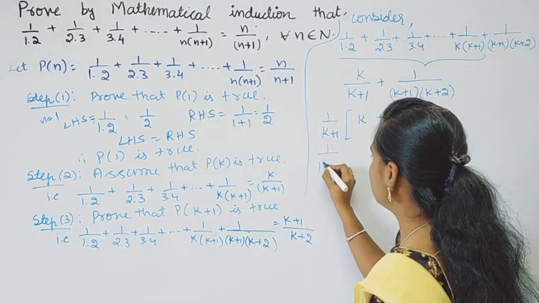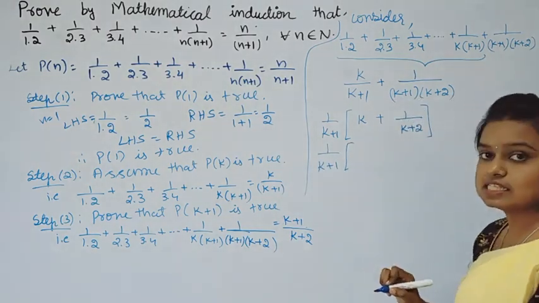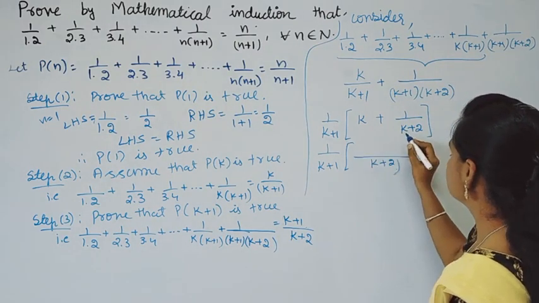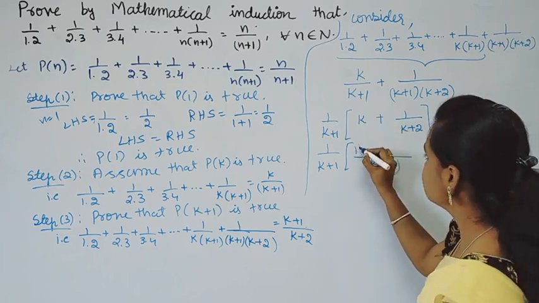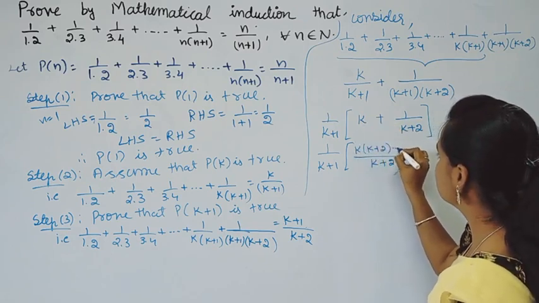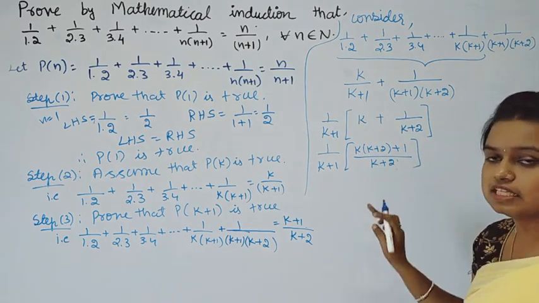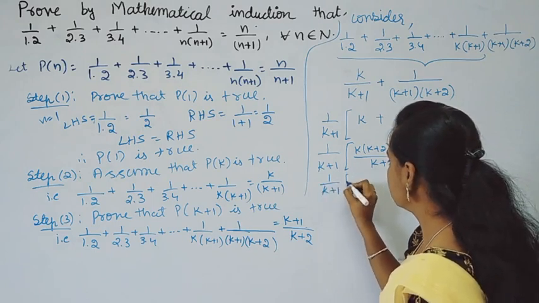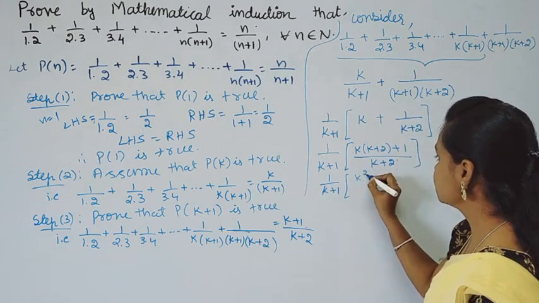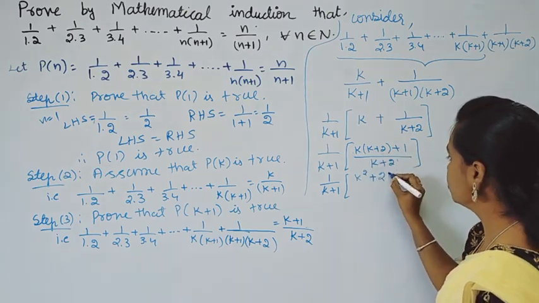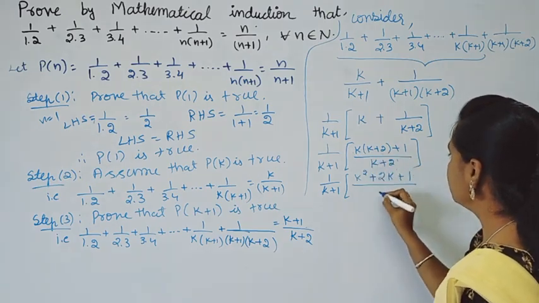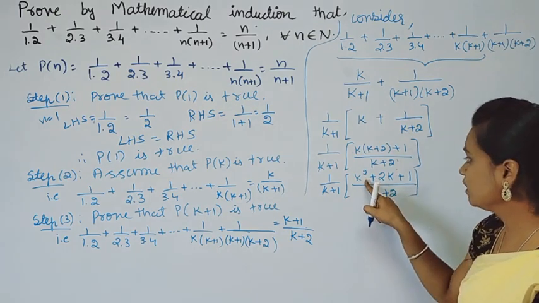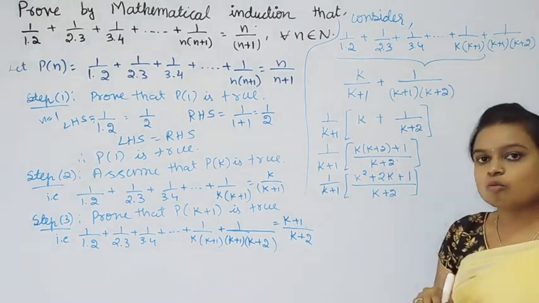So the next step, 1 by k plus 1, take the LCM. What is the LCM? k plus 2. So k into k plus 2, that is k into k plus 2, plus 1. I will take the LCM here. Now simplify this one. 1 by k plus 1 into k means k square plus k into 2 means 2k plus 1, whole divided by k plus 2.